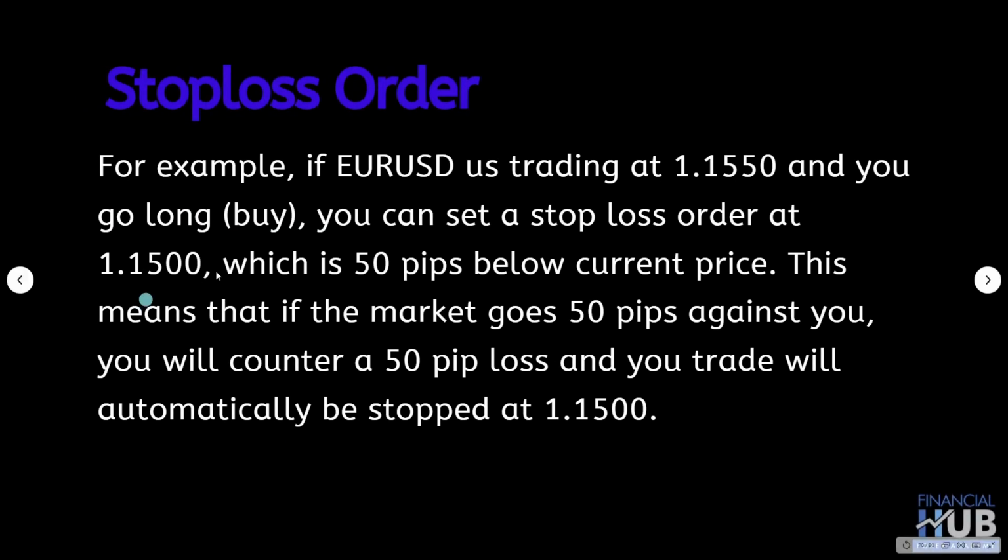For example, if Euro USD is trading at 1.1550 level and you go long, basically you buy, you can set a stop loss order at 1.1500 level, so just about 50 pips below the current market price. This means that if the market goes 50 pips against you, so you wanted it to go up, but instead it goes down 50 pips, you will incur a 50 pip loss and your trade will automatically be stopped at 1.1500 level. So you lose only those 50 pips.